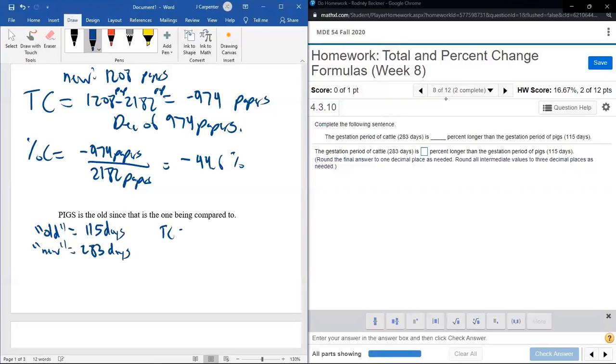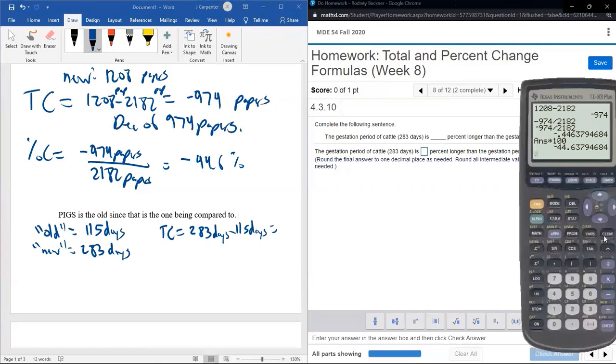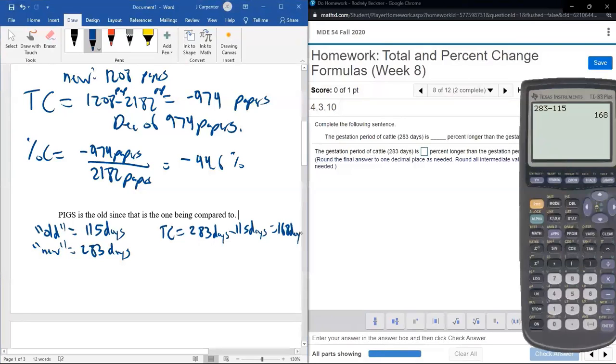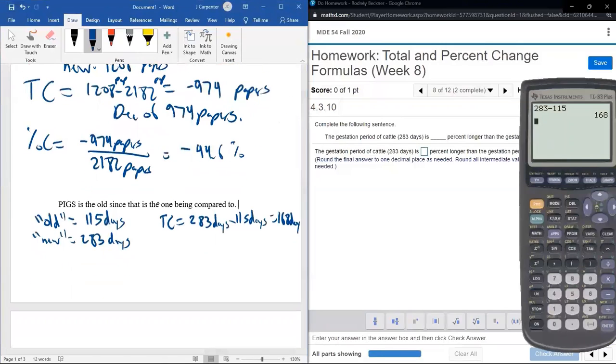So then our total change would be just the difference of new and old. So 283 days minus 115 days. And again, if you need a calculator, you can always pull it out, whether it's an easy problem or a hard problem, 283 minus 115. But that is something you should be able to do on your own just by borrowing, and you get 168. So 168 days. That was weird. Okay, so there's our total change.